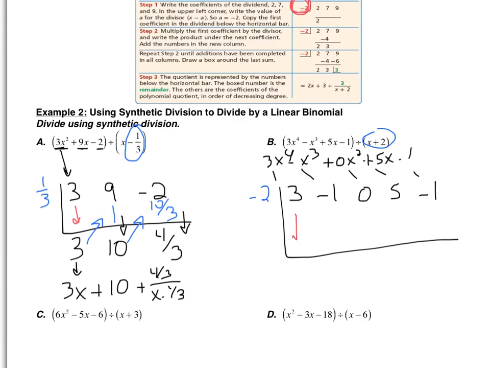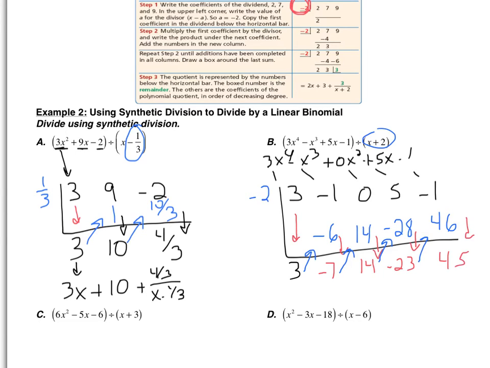So let's start off. We bring down our 3, and we multiply that by negative 2. 3 times negative 2 is negative 6. Bring that down. Negative 1 and negative 6 make negative 7. Multiply that by negative 2, I get 14. Add going down, I get 14. Multiply that by negative 2, I get negative 28. Add going down, I get negative 23. Multiply that by negative 2, and I get 46. And then add those together, and I get 45.